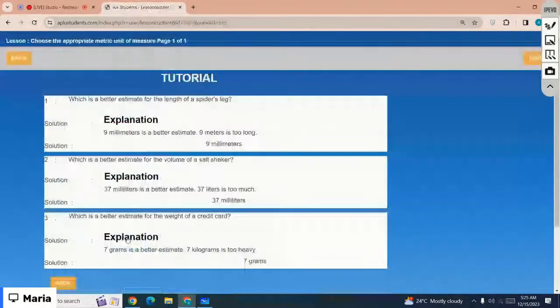Okay, which is the better estimate for the length of a spider's leg? So you are given two of the units. They are 9 millimeters and 9 meters. So that is a spider leg. So it must be 9 millimeters, right? Let's just start questions.